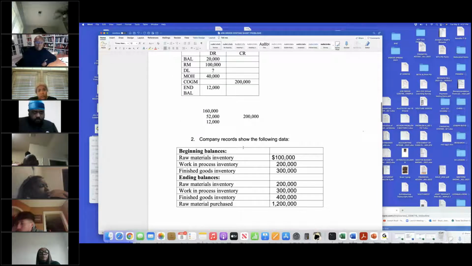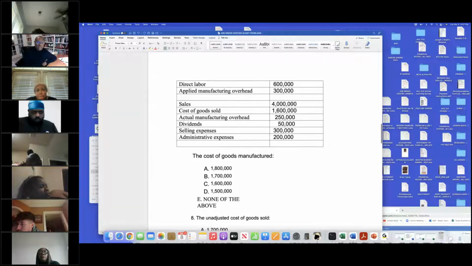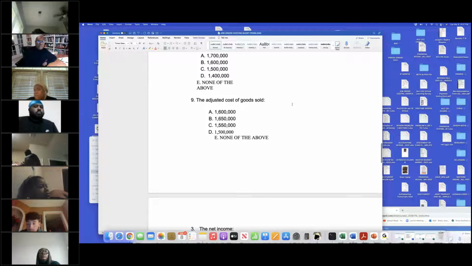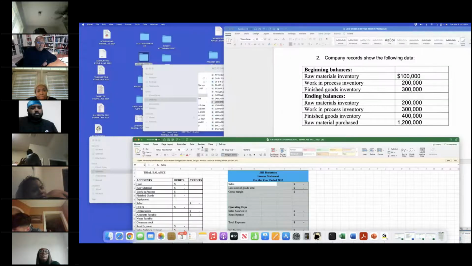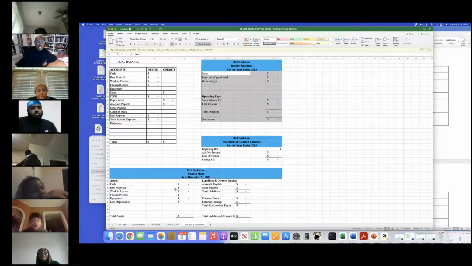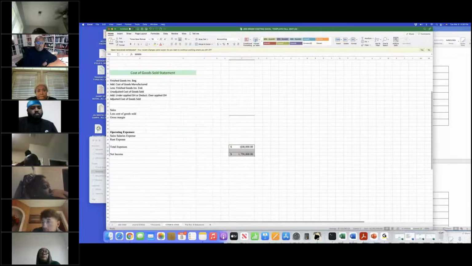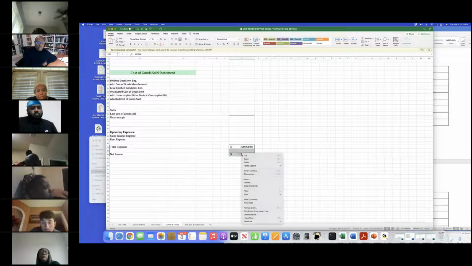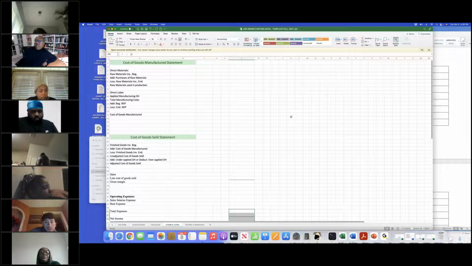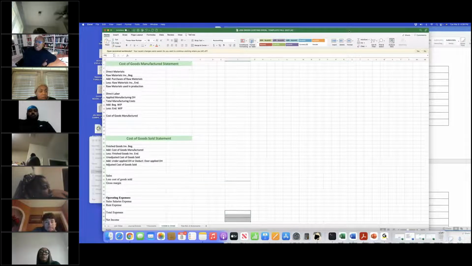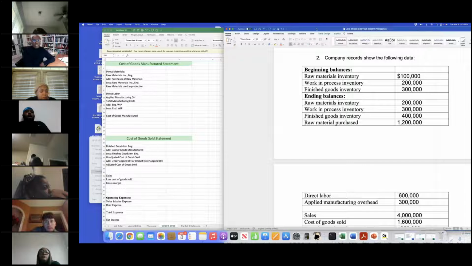Okay, we have a bunch of multiple choice to answer based on some information they gave us. And so let's see if we can get our first look at what a cost of goods manufacturing statement looks like. So we're given all this information and we're told to come up with a cost of goods manufacturing statement.